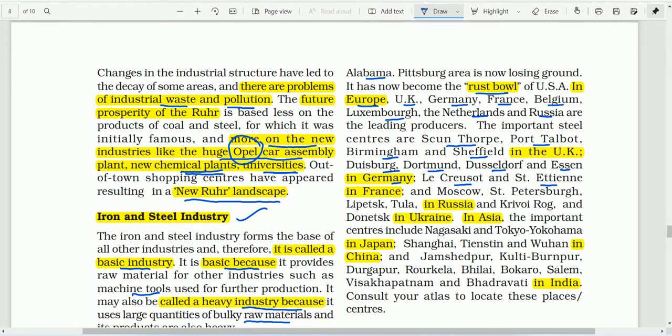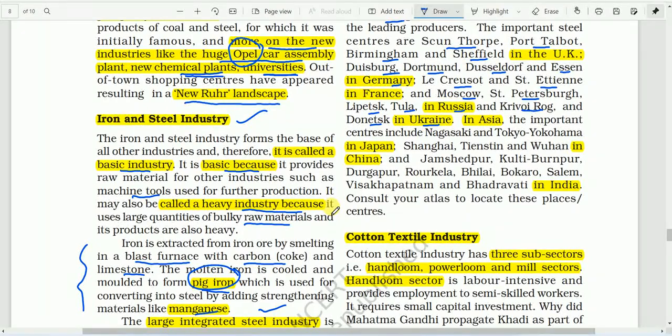Etienne in France, Moscow, St. Petersburg, Lipetsk, Tula in Russia, Kryvyi Rog, Donetsk in Ukraine. Then in Asia, important centers include Nagasaki, Tokyo, Yokohama in Japan, Shanghai, Tianjin, Wuhan in China. In India, Jamshedpur, Kulti, Burnpur, Durgapur, Rourkela, Bhilai, Bokaro, Salem, Visakhapatnam, and Bhadravati. So these are the important centers where iron and steel are produced in India.